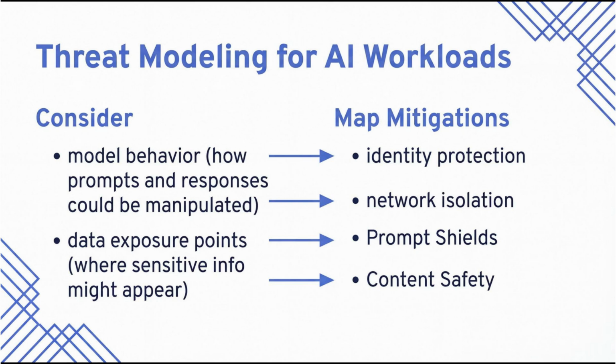When threat modeling AI workloads, focus on two key areas: how prompts and responses could be manipulated, model behavior, and where sensitive data might be exposed across the stack. Map mitigations accordingly. Use Entra ID for identity protection, network isolation via private endpoints, prompt shields to block input attacks, and content safety filters to sanitize outputs.